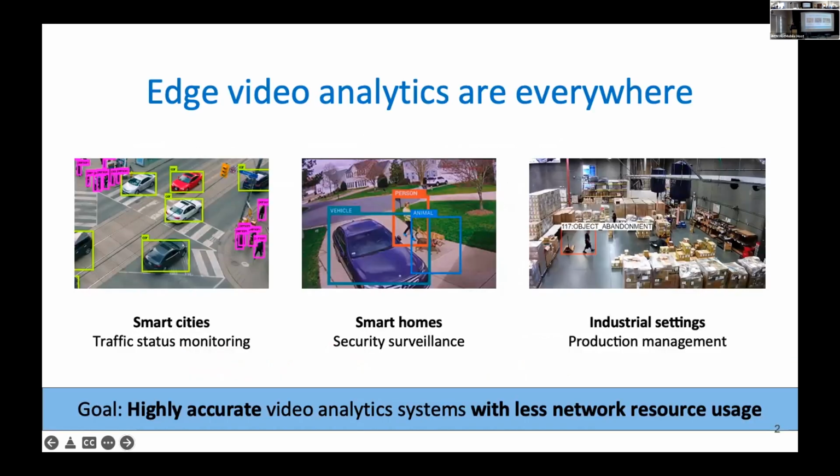Edge video analytics applications have become ubiquitous nowadays. For example, people deploy surveillance cameras in smart cities to collect videos in order to run analytics and monitor traffic conditions. They also use security cameras in smart homes and IoT devices to protect their properties from damage, and also in industrial settings to run analytics so that they could monitor the production space. Our goal here is to build high-performing and highly accurate video analytics systems with less network resource usage for these edge video analytics applications.